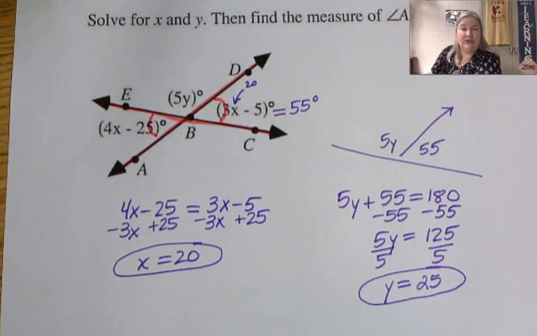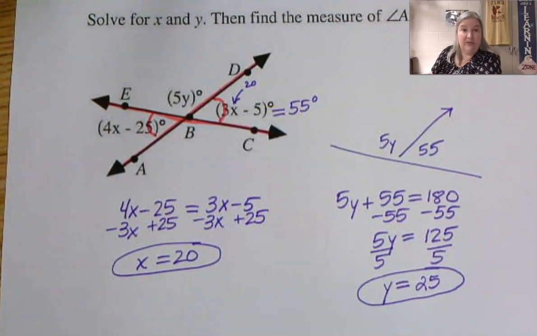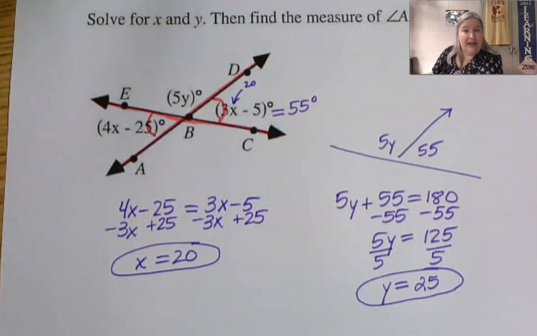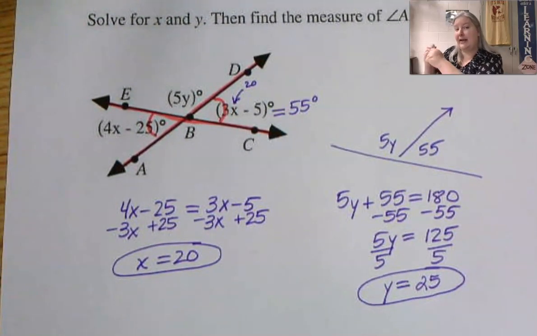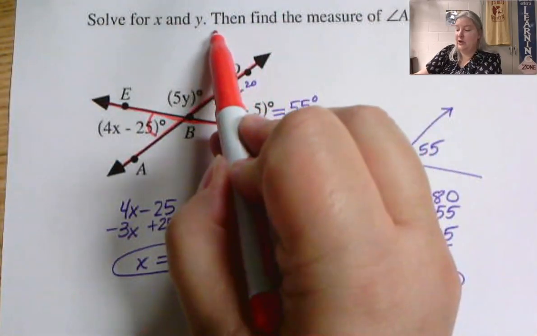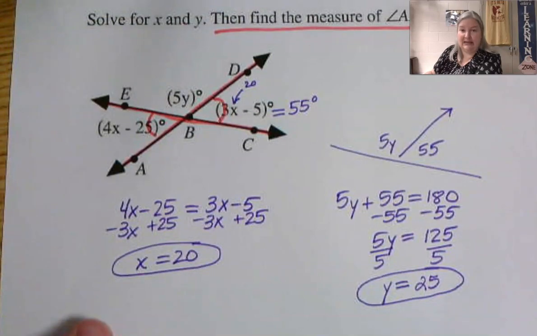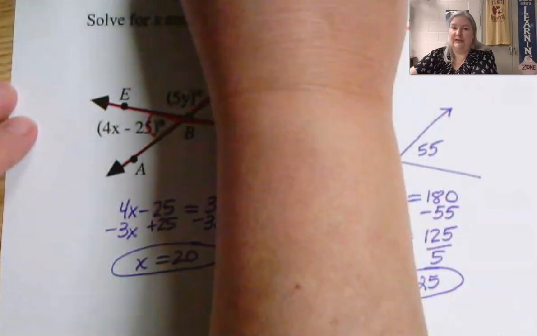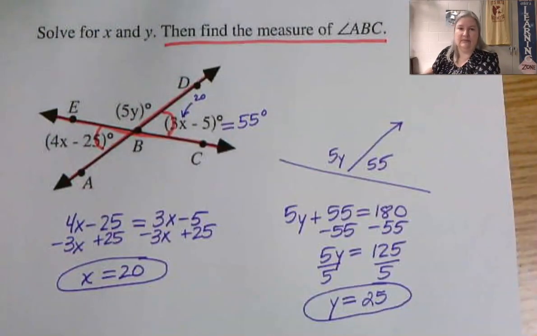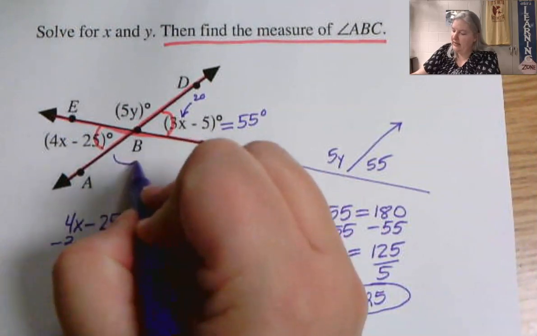Now, anytime you solve, meaning you find the value of a variable, you get x as a number, or z as a number, or m as a number, you always want to check and see if that's what you were asked for, or if instead maybe you were asked to go back and plug that in and find something else, which we were here. We were asked to find the measure of angle ABC. Not sure if you can see that. There we go. So that means I need to go back and look and see where angle ABC is. Here's angle ABC.